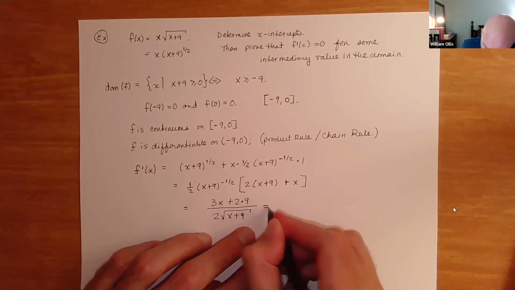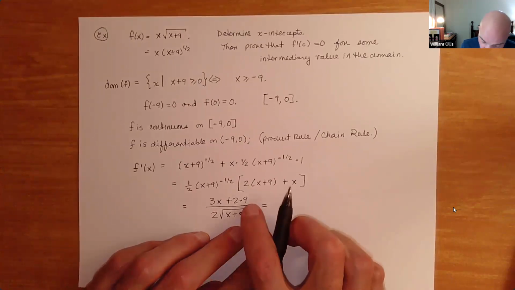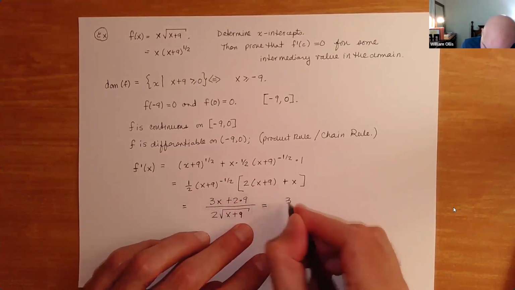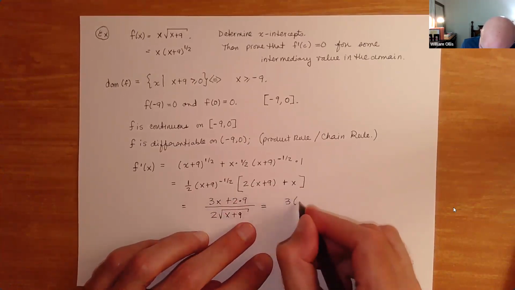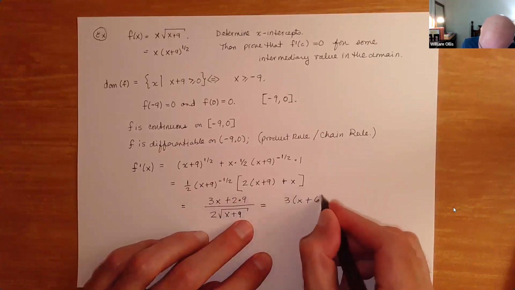And now we can go here and just go ahead and do a little bit more work. We can factor the 3 out of both of these terms. So we have 3, we have an x, and then, of course, 2 times the 3, that would be plus a 6.